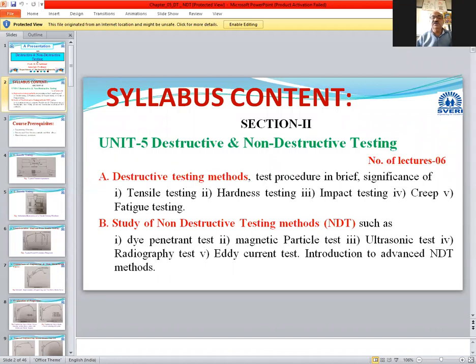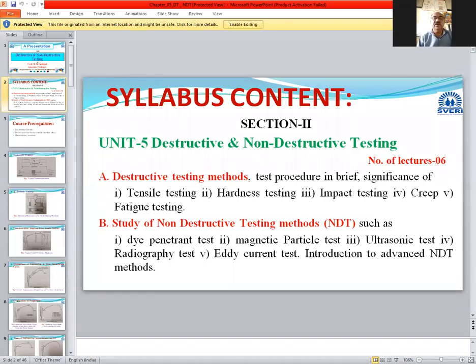Then the study of non-destructive testing, NDT. In NDT testing, the component will not break, and after checking also, we can use this component. In this, we are going to study dye penetration test, magnetic particle test, ultrasonic test, radiography test, eddy current test, and introduction to advanced non-destructive testing. So this much we are going to study under chapter number 5, destructive and non-destructive testing. This is our syllabus.